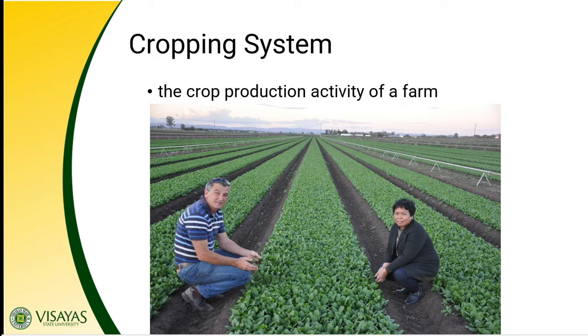Okay, today we will take up another topic, which is about cropping system. Cropping system is actually the crop production activity of a farm. The picture here shows one type of cropping system, the well-known monocropping system. Shown here is baby leaf lettuce. This was taken in Brisbane, where we had our field tour to different vegetable areas after our conference.